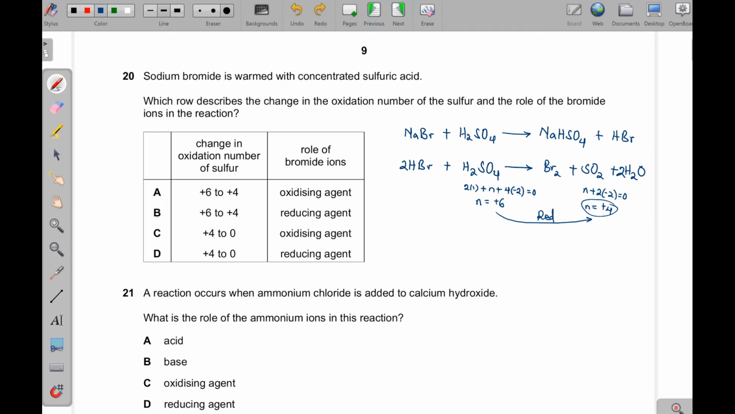Then the row of bromide ions. For bromide, we can see that the oxidation state is -1, and then the oxidation state here is 0. So there is an increase in oxidation state, so this is oxidation. Because bromide ions have been oxidized, they are reducing agents. So you see that? Our answer is therefore supposed to be B. So reducing agent. As simple as that.